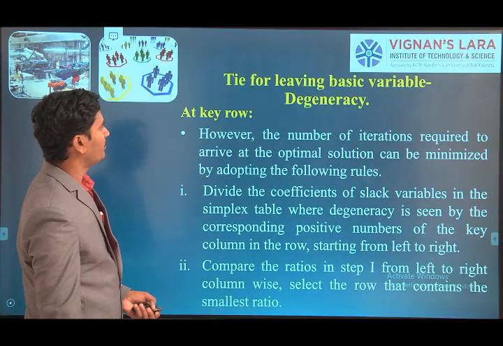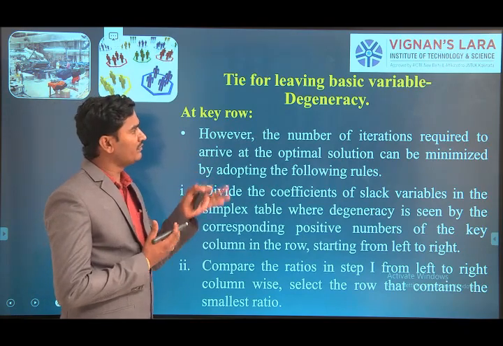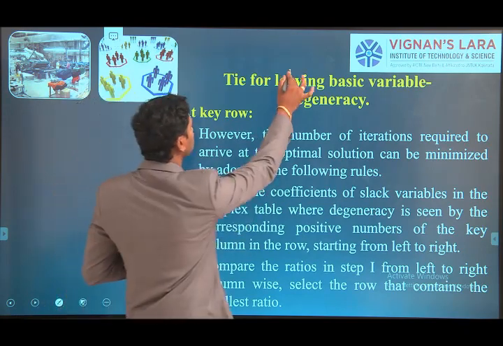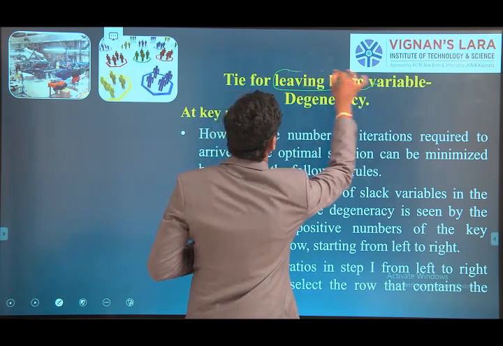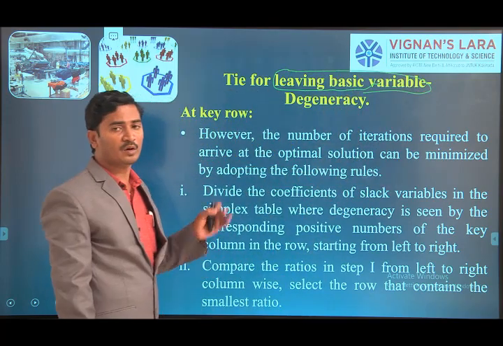Next, ties for leaving variables. Ties for leaving variables means, what are the leaving variables? Leaving variables come from the rows.